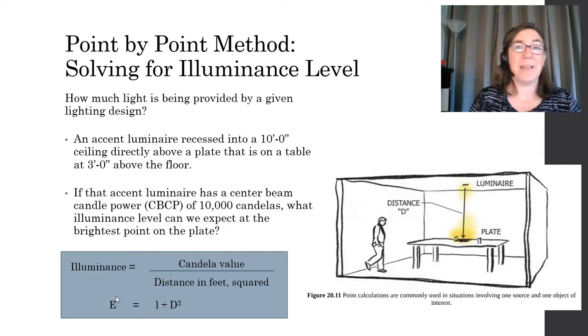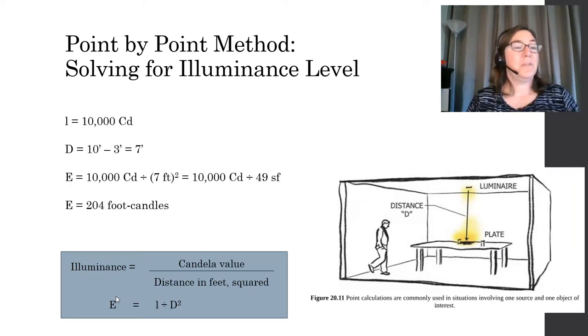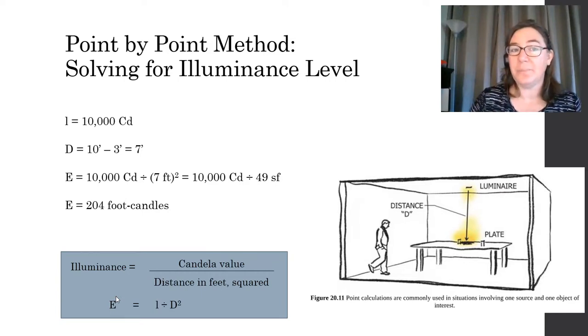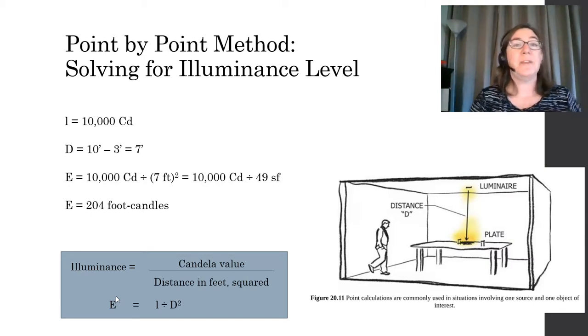All right, are you ready? Time's up. Here we go. So the candela value for our luminaire was 10,000. And the distance was 10 feet minus 3 feet, which is 7 feet. Remember, we're stretching an imaginary string from our focal object up to our luminaire. And therefore the illuminance value is going to be 10,000 divided by 7 squared, and we solve for 204 foot candles.